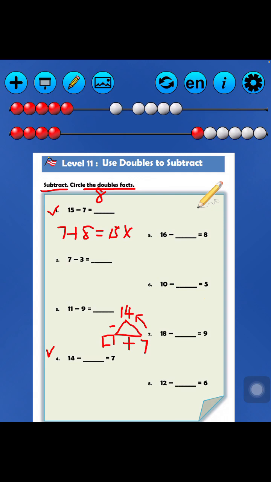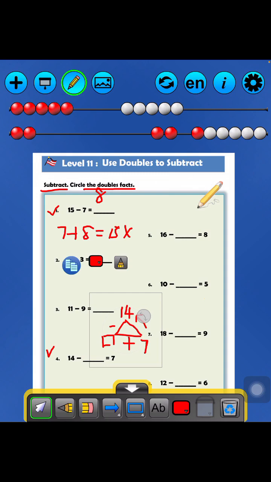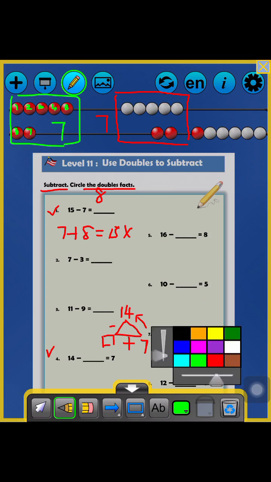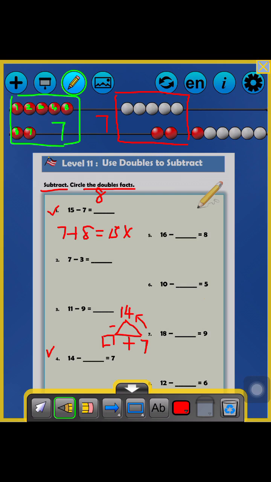1, 2, 3, 4, 5, and 2 more. 7. And we now have 7 bits on the right hand side. And how about the left hand side? How many bits are there? Let's count together. 1, 2, 3, 4, 5, 6, 7. There are 7 bits on the left hand side. So the answer is 7.